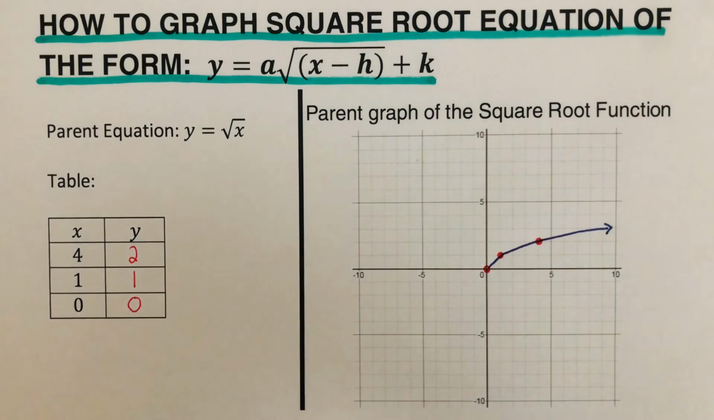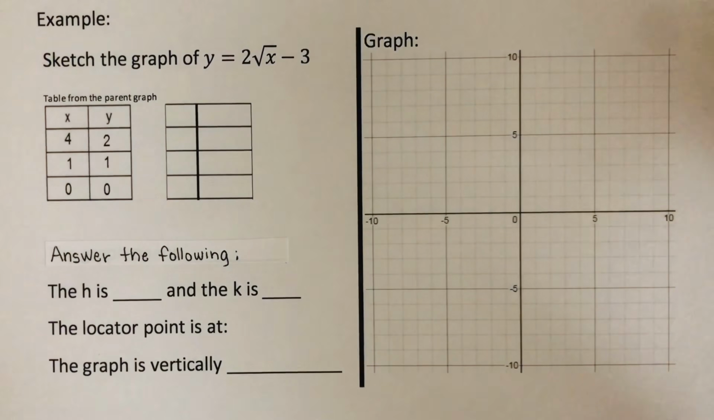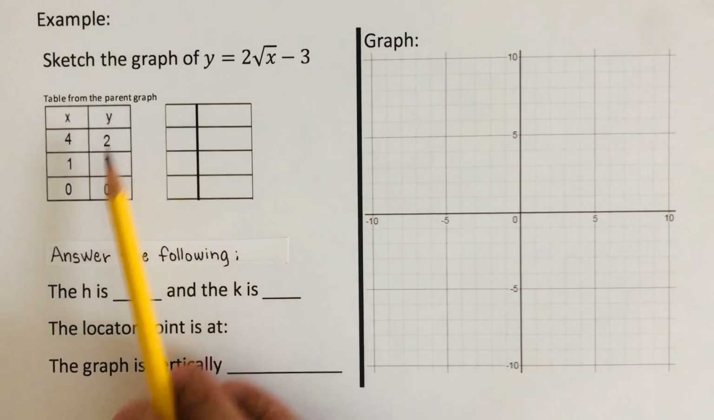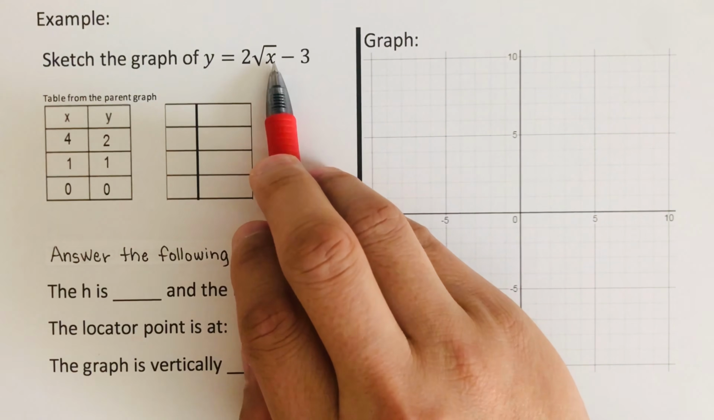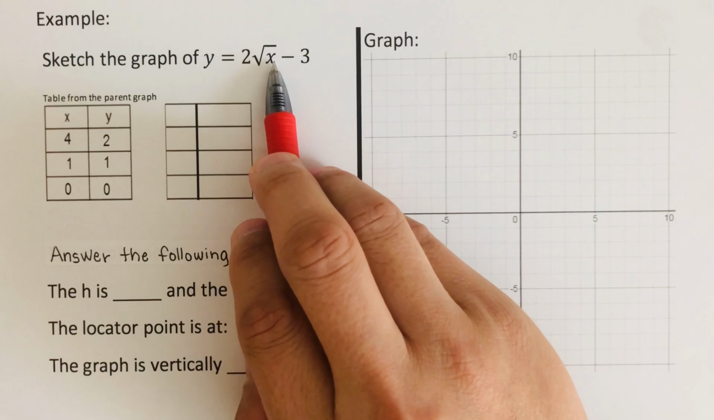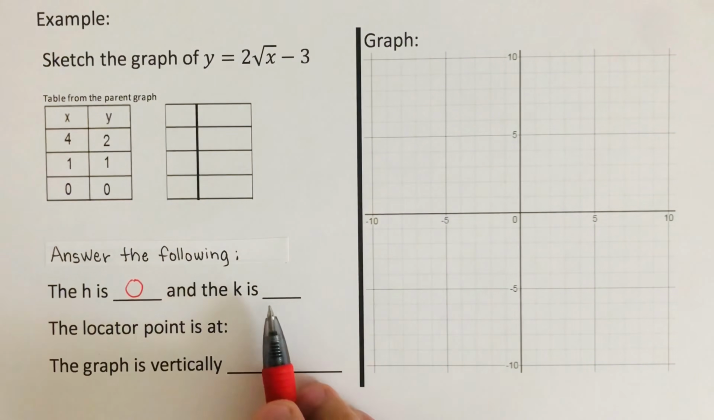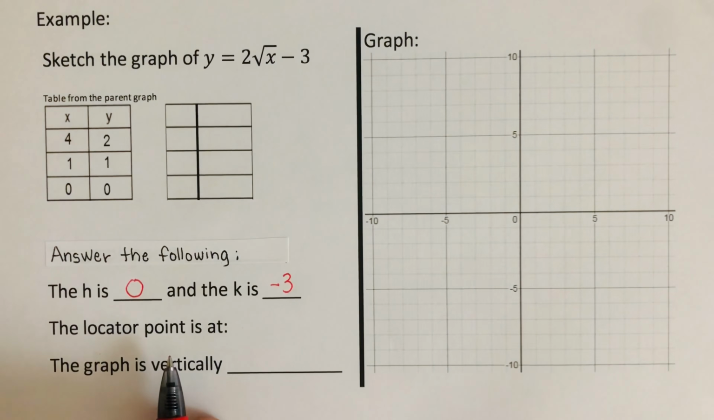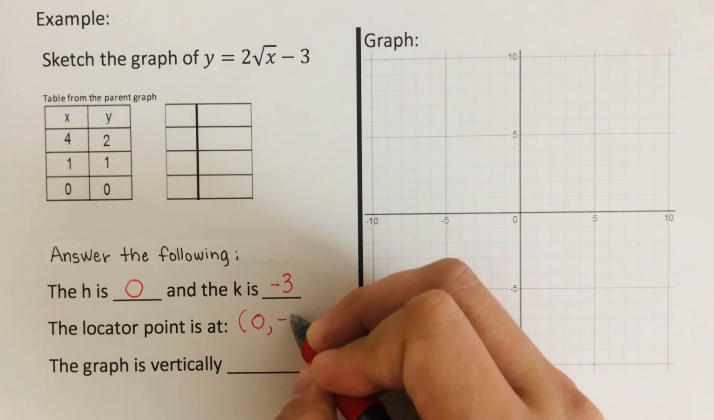Now let's take this first example. We're supposed to sketch the graph of y equals 2 square root of x minus 3. Before we fill this table in, let's answer these questions that we have at the bottom first. So the h value for this would be 0, because it doesn't have any h value, so our h is 0. And our k is negative 3. So then our locator point, which is (h, k), would be (0, negative 3).